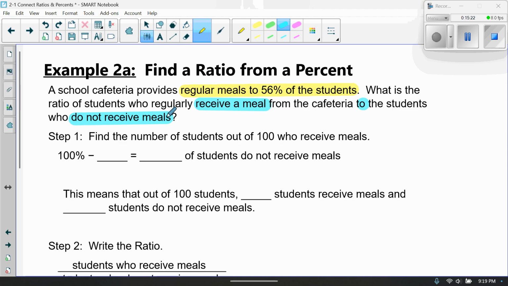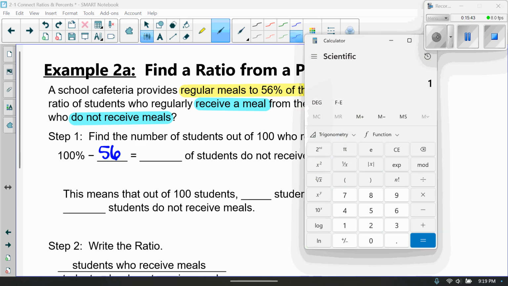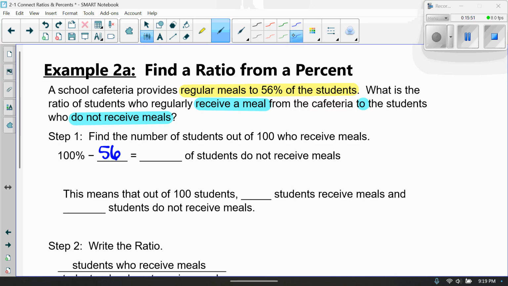So if we know that 56% receive meals, then all we have to do is subtract: 100 minus 56, and that's going to give us the percent of students who do not receive meals. So 100 minus 56 gives us 44. So 44% of the students do not receive meals.